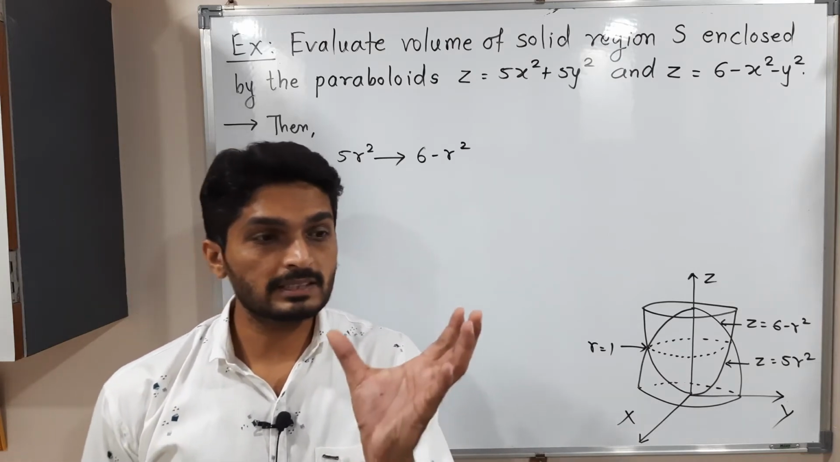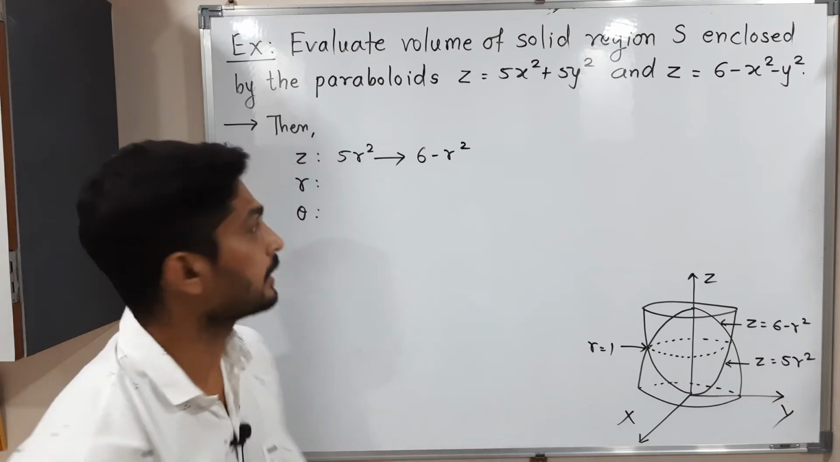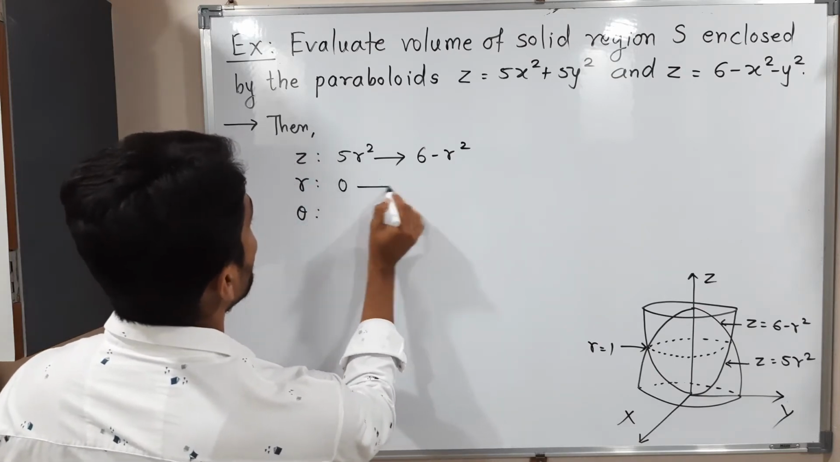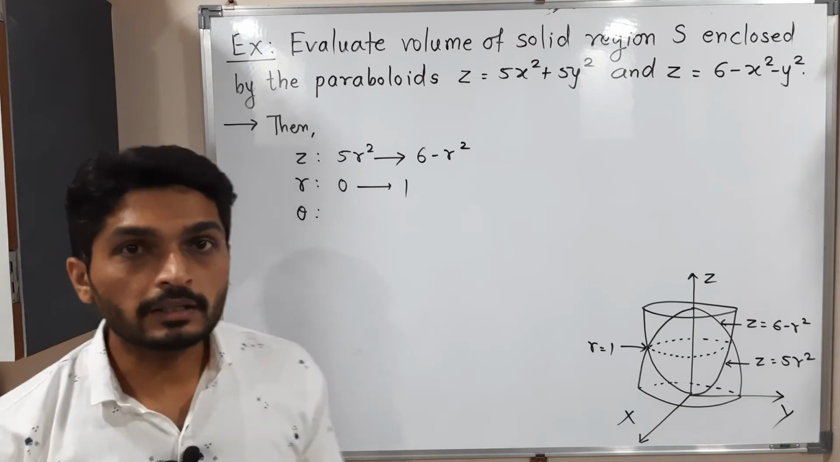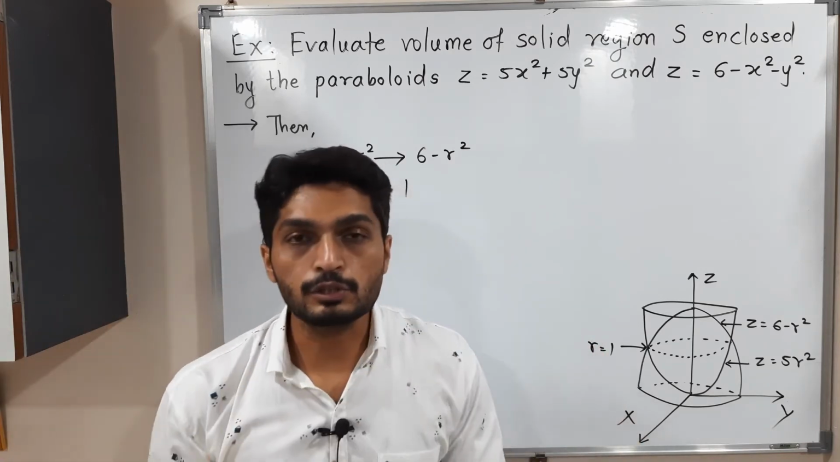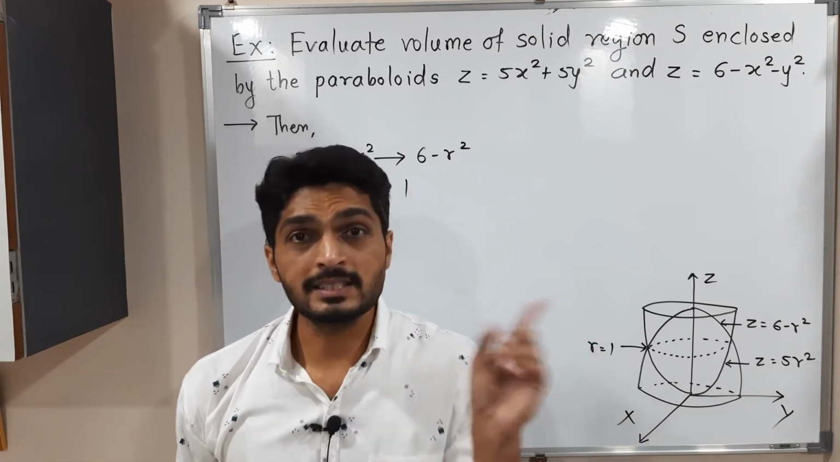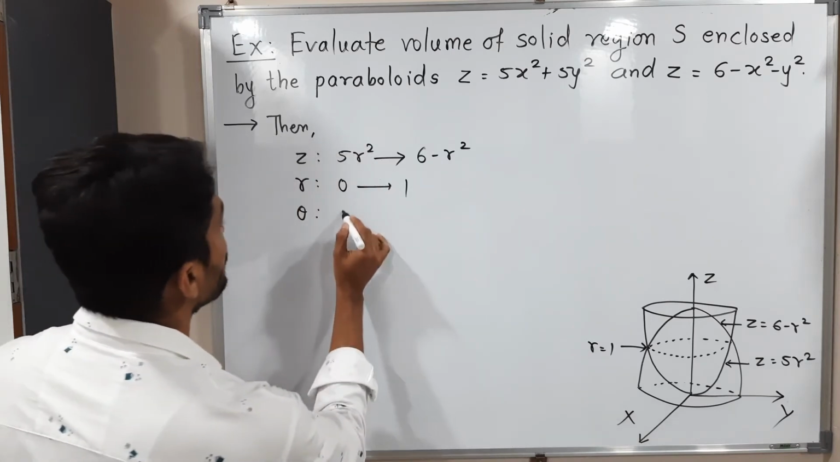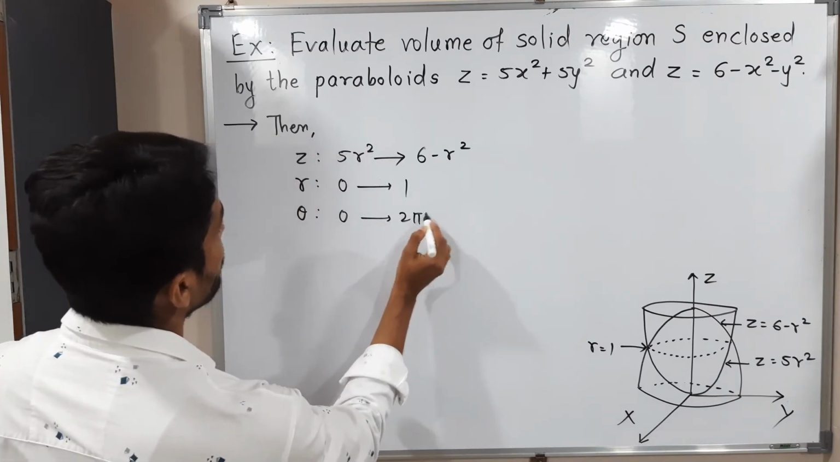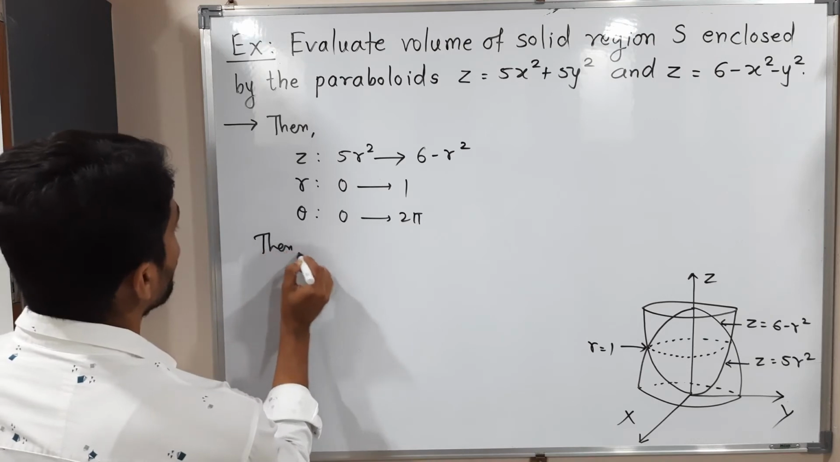Now limits of r. Here we have a circle having radius 1, so r varies from 0 to 1. And theta, we have to cover a complete region, so that's why we should move by 360 degrees. So theta should vary from 0 to 2 pi. So then we'll find the volume.